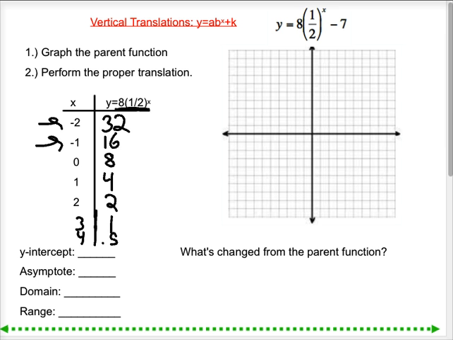All right, so again, include the stretch in the table, and once you get good at typing it into the calculator, you can jump straight to those stretched values. You don't have to make 3 columns. So let's graph this. And again, these first two are completely off the graph, so I'm not going to be worried about plotting those. But 0, 8, 1, 4, 2, 2, 3, 1, 4, 0.5. So there's our function.